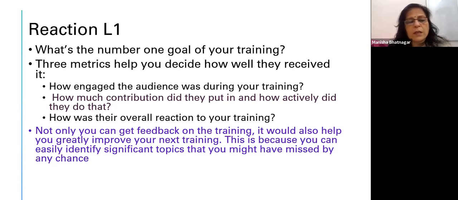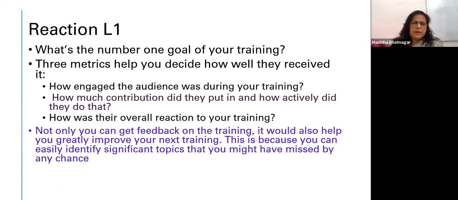And this is because you can easily identify significant topics that you might have missed by any chance. Over time people change, like the training needs analysis was done maybe 1 year back and the training is being held now, so there could be a little mismatch. Now the participants have gained some knowledge. So whether it is still the same or they need some advanced training, anything could be there. So these are the things that will be obvious to you when you do the reaction level evaluation.